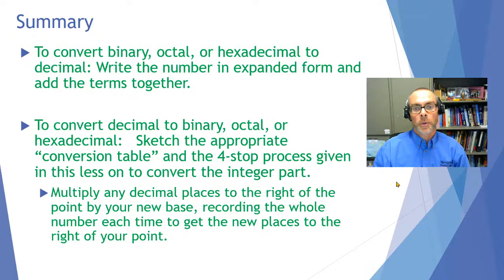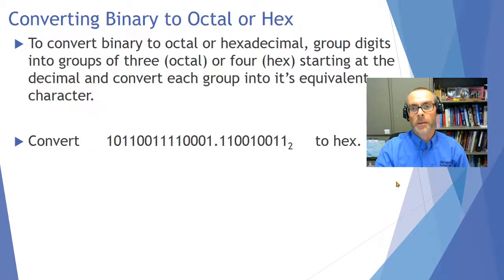So we're going to use that a lot more. Just remember, if you want to go from binary to octal or hex, you just use the expanded form. If you want to go backwards, you use the 4 steps that we saw in this lesson. And converting from binary and octal to hex or back again is all about grouping those digits. Groups of 4 1's and 0's for hex and 3 1's and 0's for octal.